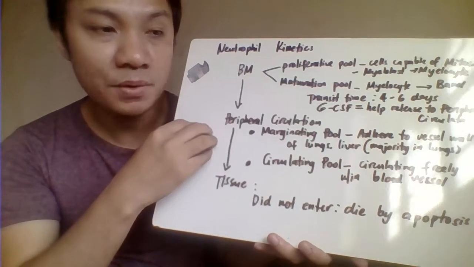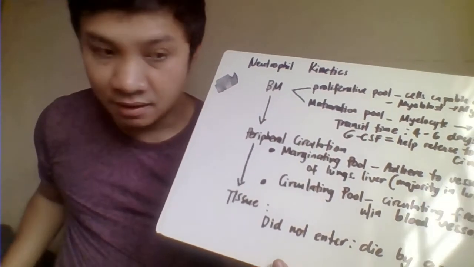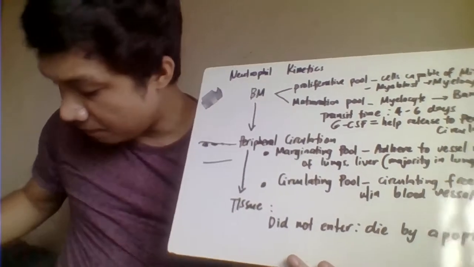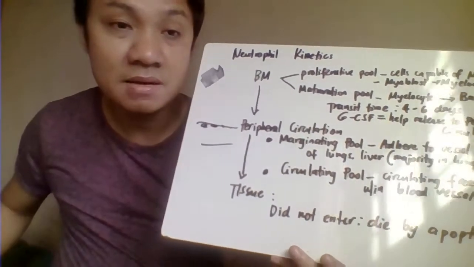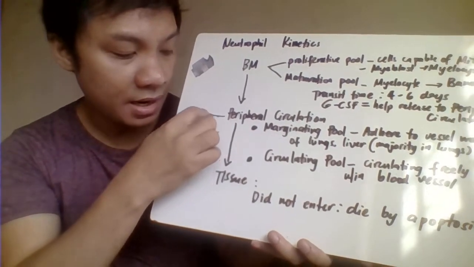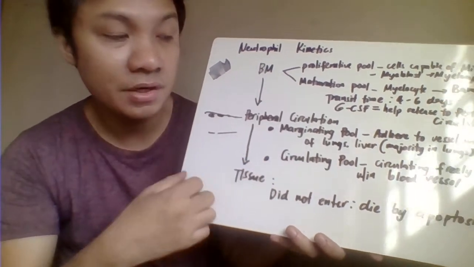So the marginating pool here are those neutrophils which try to stick to the side. Okay, try to stick here. They adhere to the side of our blood vessels. So they are called the marginating pool. And 50% of your neutrophils, however, are freely circulating here. So they constitute your circulating pool.